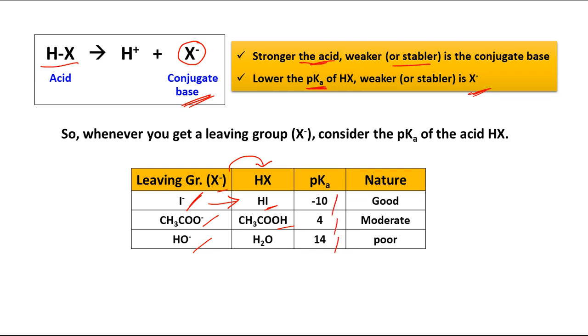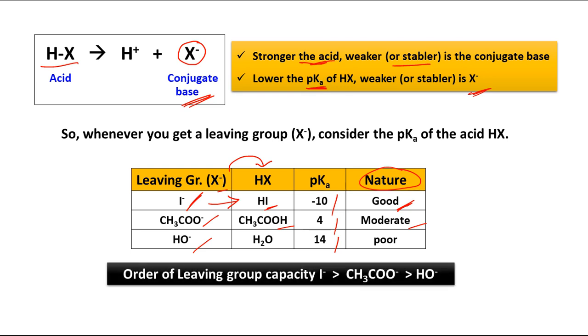So from this you can draw the conclusion that the nature of nucleophile will be good for I minus, it is moderate leaving group capacity for CH3COO minus, the acetate ion, and then HO minus, that is actually poor. So this is the order of leaving group capacity for these 3 species: I minus, CH3COO minus, and hydroxy.